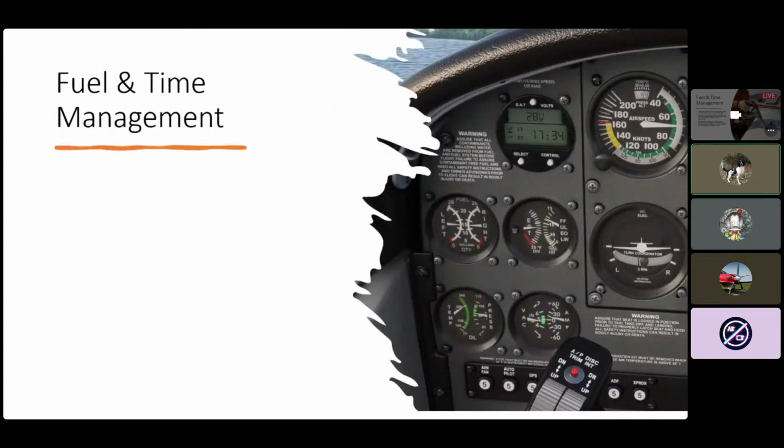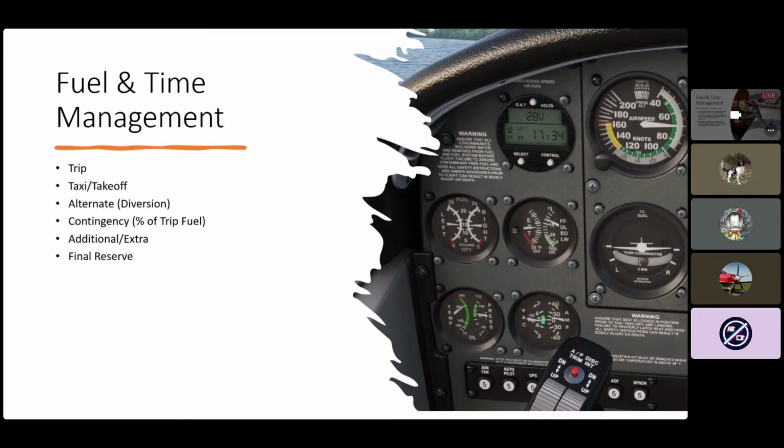So what is the fuel that we have to carry? There's quite a few different things. We've got trip fuel, we've got taxi and takeoff fuel, we've got alternate fuel if we need to divert. We've got contingency, which is just essentially accounting for any errors in your calculated fuel burn, and it's a percentage of the trip fuel. You can then elect to carry additional fuel on top of that if you choose to, and you've also got a final reserve. Now, out of all these things, it's down to the pilot to choose what they want to take. But the reserve fuel is usually, as far as I'm aware, in every authority a legal requirement.